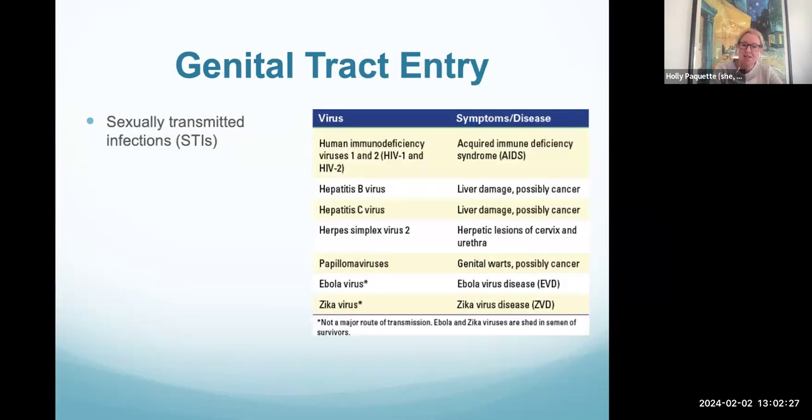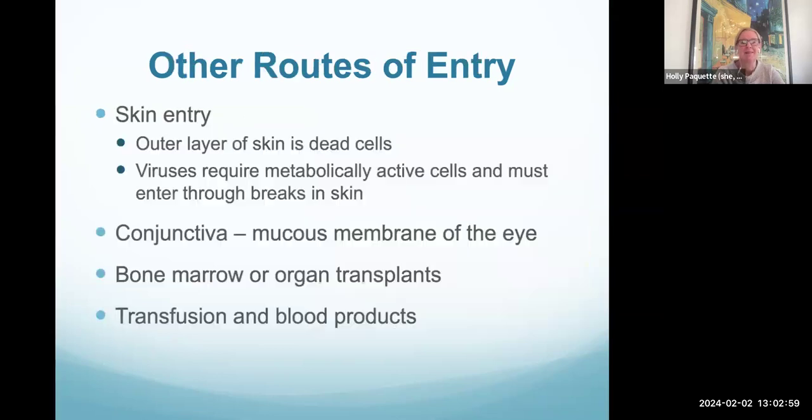Sexually transmitted diseases are generally passed between the genital tract during sexual intercourse. We have ones that are probably familiar to you, so HIV 1 and 2, two of the hepatitis viruses, herpes simplex and papillomavirus. We also know that Ebola and Zika can pass this way as well. Again, I'm not expecting you to memorize all these or the symptoms and disease, but rather to give you some examples of these different types of portals of entry as we, the virus, try to get into a body.